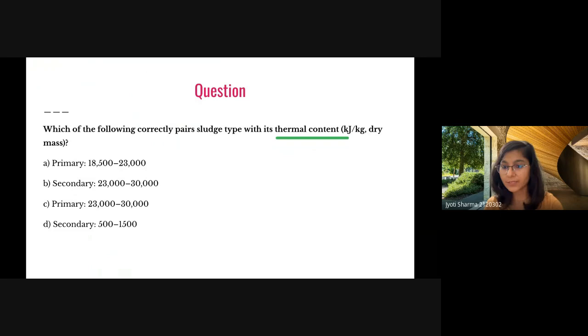Okay, so let me see the answer that you have given me. Okay, so I got A answer, I got C answer, so there is some kind of disparity. So the answer is A, that is primary sludge will give you the thermal content of 18,500 to 23,000. Let me show you once again the table.